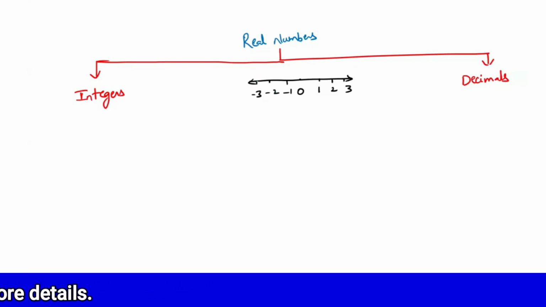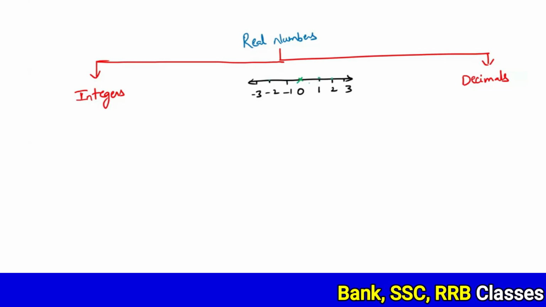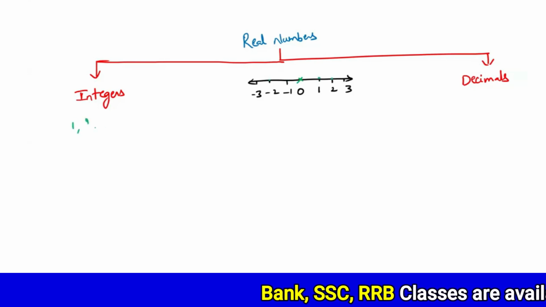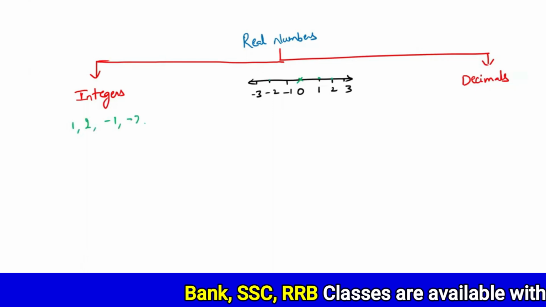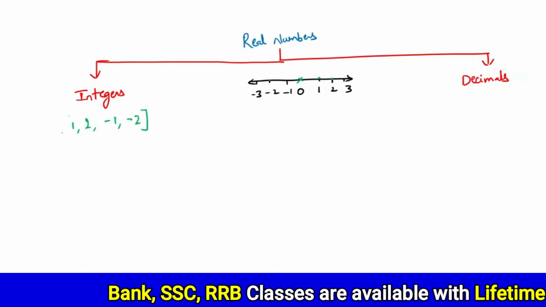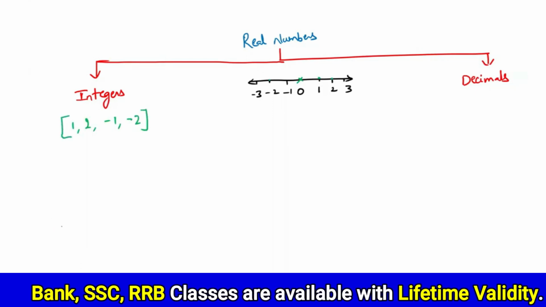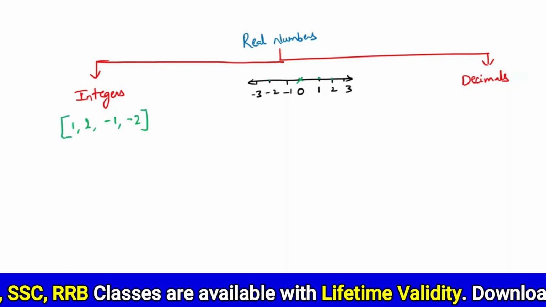See, if we take the number line like this, and you take a point here, generally these numbers can be represented as 1, 2, -1, -2 like this. So basically these numbers will be called what? Integers. Okay, they will be considered as integers.